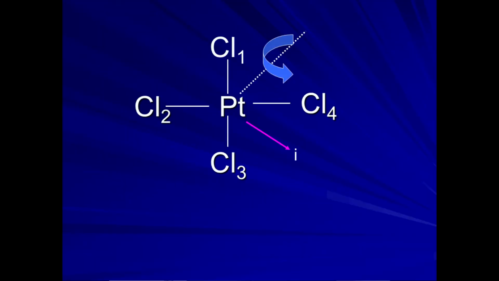Condition number 1: if there is an atom in the center of the molecule, then all the remaining atoms must be in pairs and in opposite directions. For example, this is PtCl4. PtCl4 contains an atom in the center. So all the remaining Cl atoms must be in pairs and in opposite directions.